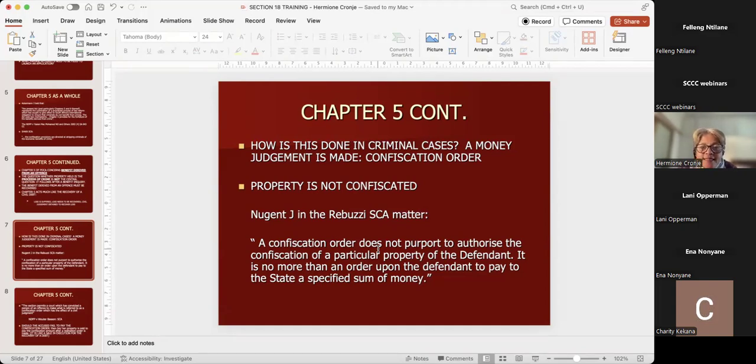So as the slide says, what the court does is order an amount of money to be confiscated to the state. And with that money judgment, the prosecution can then go and realize or execute against any property that the defendant may hold. The court is not ordering specific property to be forfeited to the state. That is what happens in Chapter 6 proceedings. That does not happen in Chapter 5.